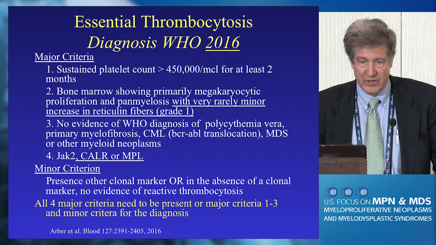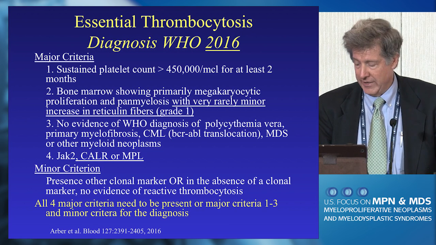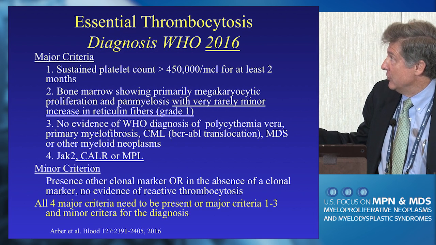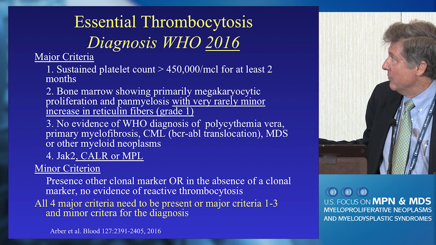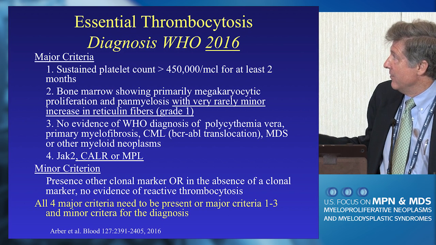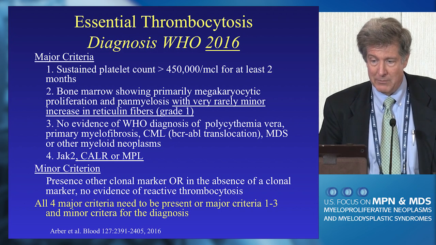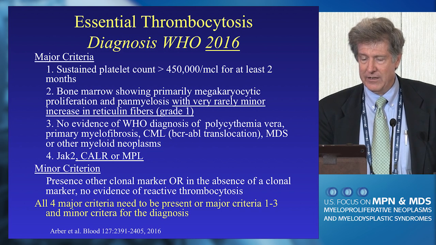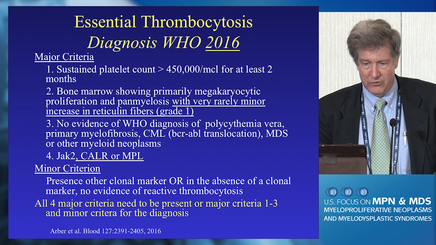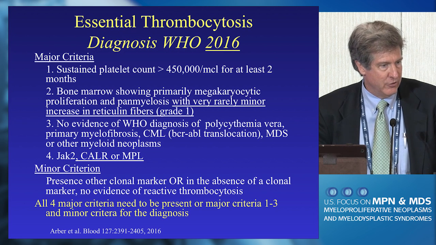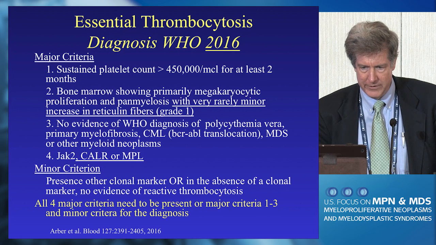In 2016, the major criteria for diagnosis retain the threshold of a platelet count greater than 450,000 sustained over at least 2 months. They've clarified the bone marrow findings showing panmyelosis and have suggested that only minor increases in reticulin fibrosis are allowed within the diagnostic criteria.